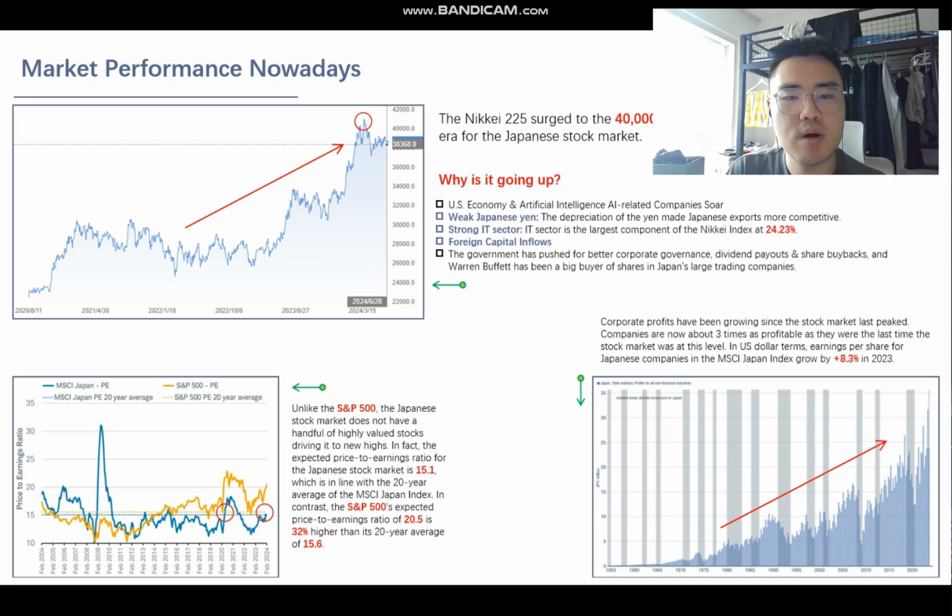So the return of the Japanese stock market to the peak of the 1989 bubble has been underpinned by earnings per share that are much higher than would be expected from Japan's economic growth. Japan's companies are now making about 3 times the corporate profits they did the last time the stock market was at this level. In US dollar terms, earnings per share for the companies in the MSCI Japan index grew by 8.3% in 2023. This growth has been achieved despite the fact that Japan's economy is in recession, with 2 consecutive quarters of negative GDP growth in the third and fourth quarters of last year.